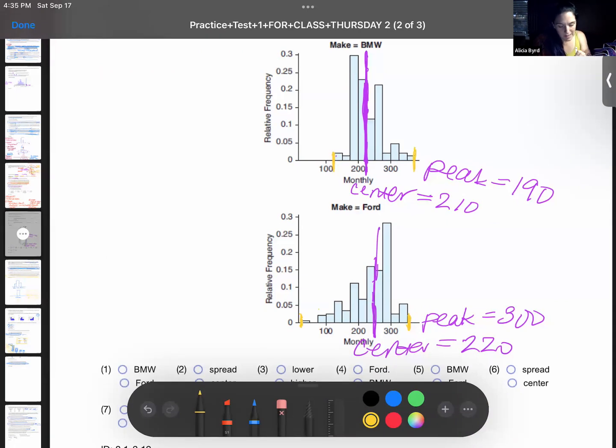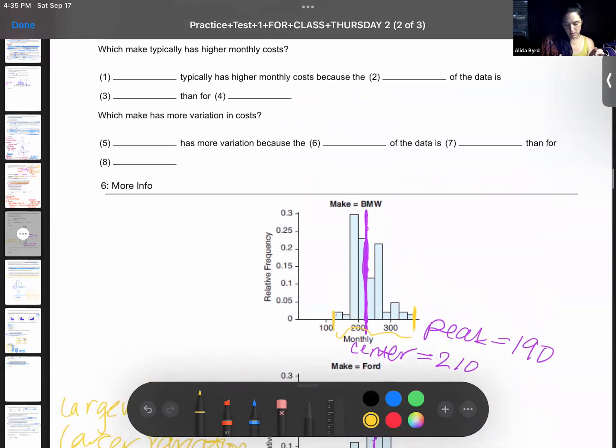Because this one varies, I would say, what is that? It's less than 200, where this one's clearly over 300. So clearly this has a larger spread, larger variation. Okay.